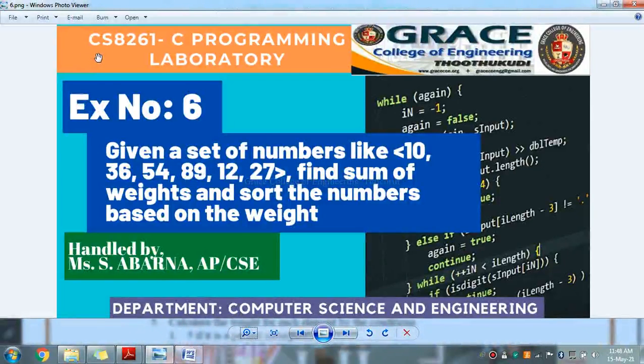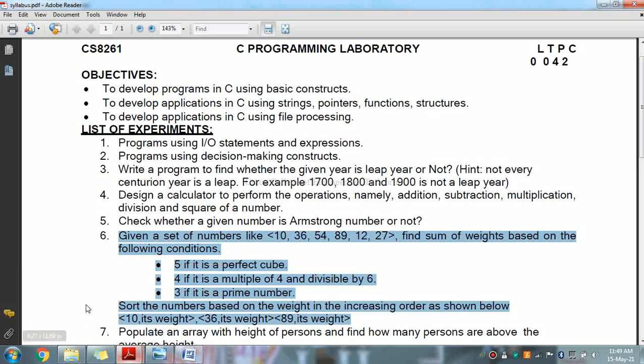In this video, we are going to discuss the CS8261 C programming laboratory, 6th exercise. Given a set of numbers like 10, 36, 54, 89, 12, 27, find the sum of weights and sort the numbers based on the weight. So, find the sum of weights and sort the numbers based on the weight.